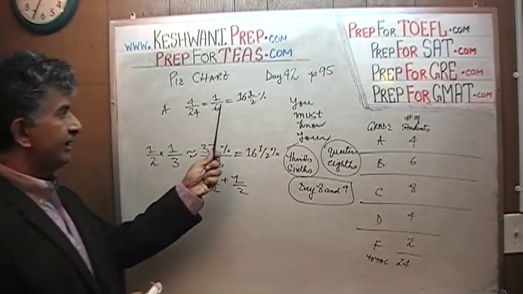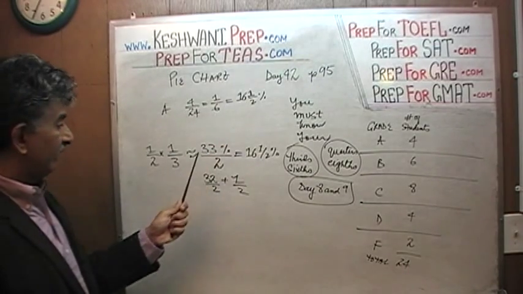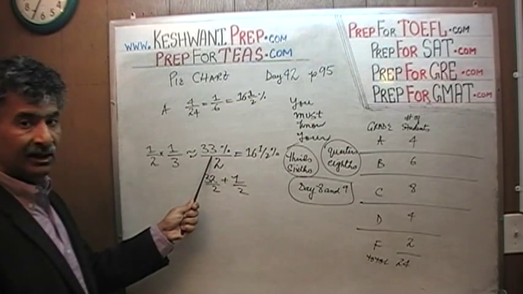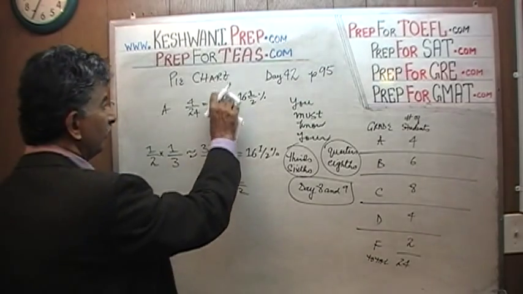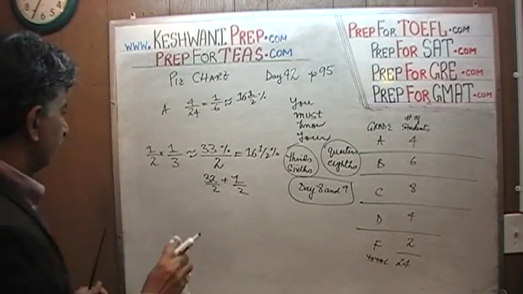And we can no longer use the equal sign because it's not exactly 16.5%. It's not exactly 16.5% because 1/3 is not exactly 33%. 1/3 is 33.33%. This is not exactly 33%. So we have to replace this equal sign with approximately equal. Okay, that part is done.